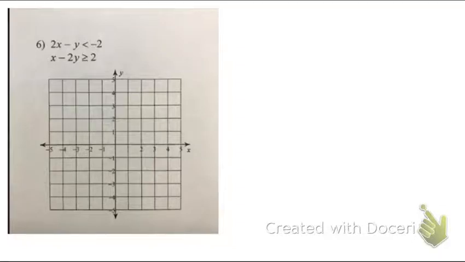Okay, I'm going to go through the solutions for these two inequalities. So let's look at our first one. We have 2x minus y is less than negative 2. So our first step is we have to get y all by itself. So I'm going to start writing it up here. 2x minus y is less than negative 2.